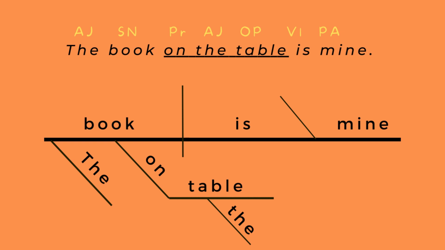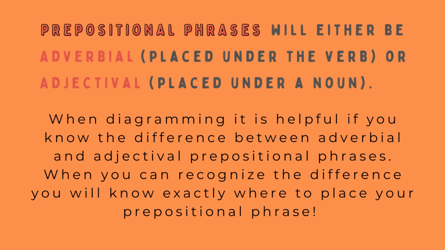And with this sentence, we want to note that this prepositional phrase is going to be adjectival. You can see that we diagrammed this prepositional phrase underneath our noun, which is our subject, book. It is modifying or relating to a noun, and that makes it adjectival. The previous sentence that we looked at, our prepositional phrase modified or related back to the verb, which made it adverbial. Prepositional phrases will either be adverbial, placed under the verb, or adjectival, placed under a noun. When diagramming, it is helpful if you know the difference between adverbial and adjectival prepositional phrases. When you can recognize the difference, you will know exactly where to place your prepositional phrase.